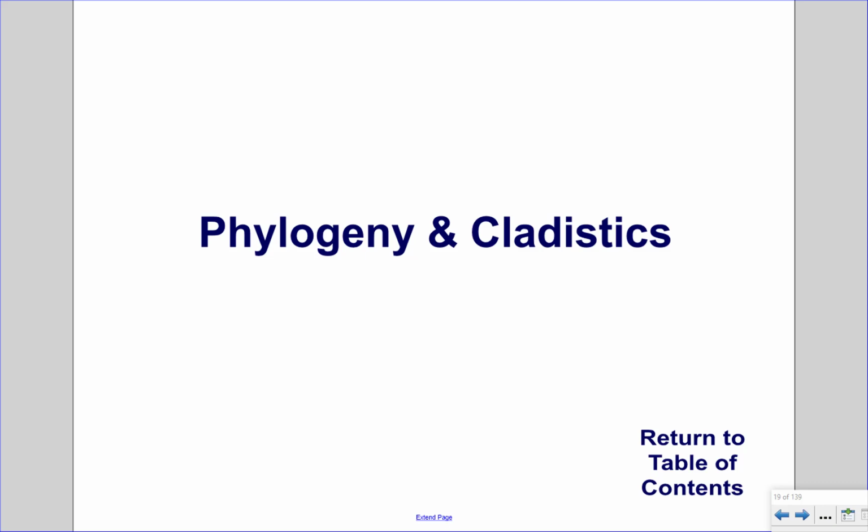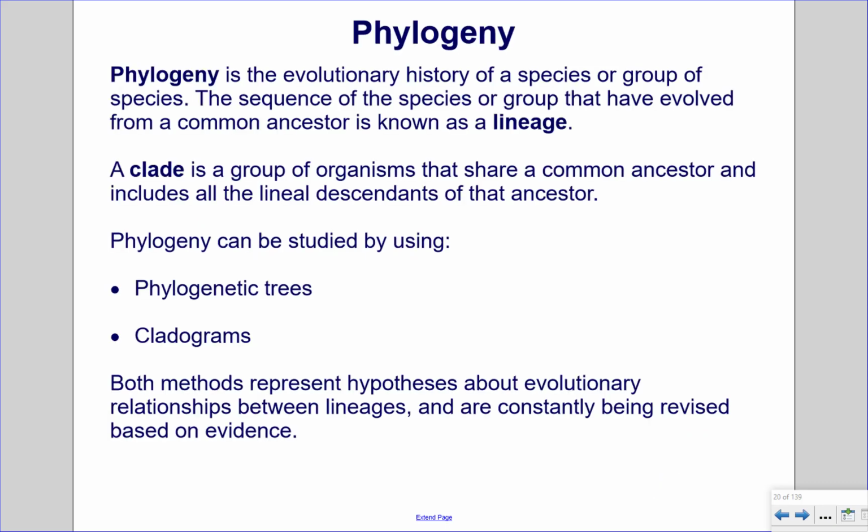Phylogeny and Cladistics. Phylogeny is the evolutionary history of a species or group of species. The sequence of the species or group that have evolved from a common ancestor is known as a lineage. A clade is a group of organisms that share a common ancestor and includes all the lineal descendants of that ancestor. Phylogeny can be studied using phylogenetic trees and cladograms.